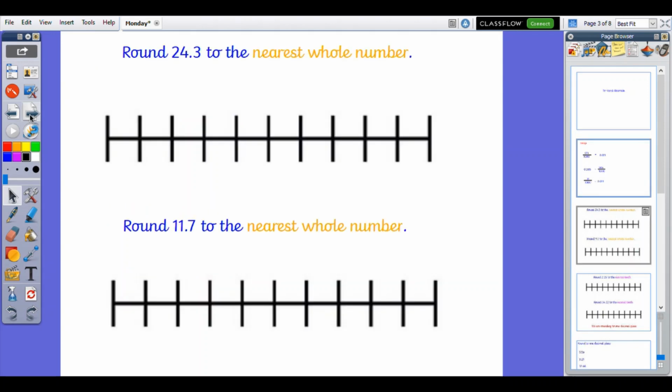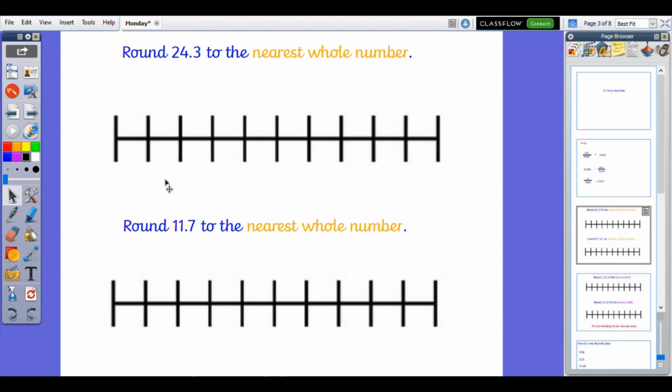So we want to round 24.3 to the nearest whole number. And today you're going to be using number lines to help you to start with, okay? So that's what we're going to have a look at now. So when I round to the nearest whole number, I need a whole number at this end of my number line and a whole number at this end of my number line. So the first thing we need to work out is what whole number would come before 24.3 and what whole number would come after 24.3.